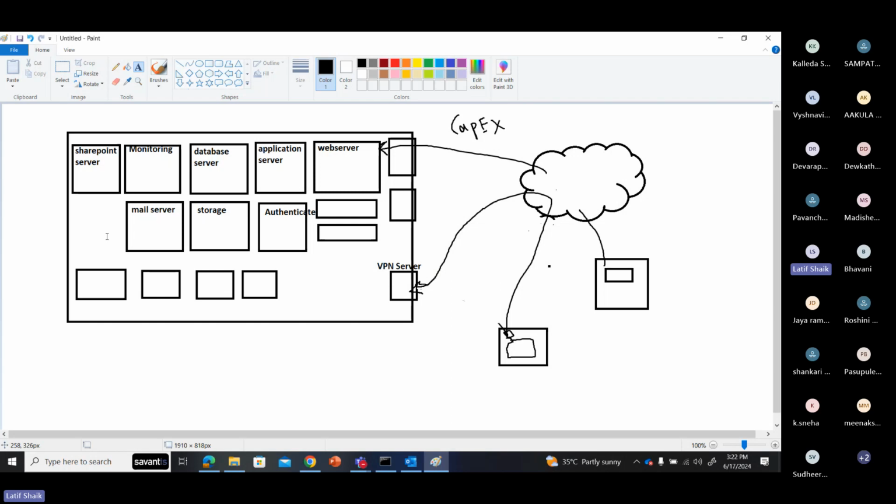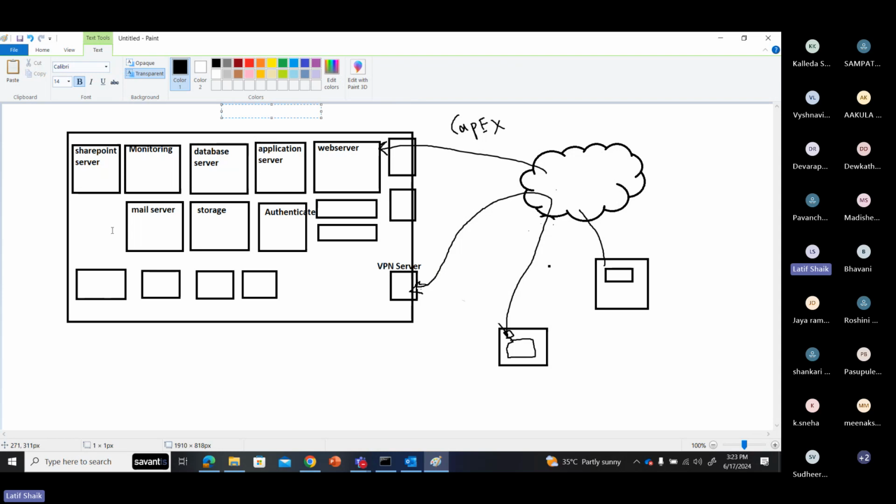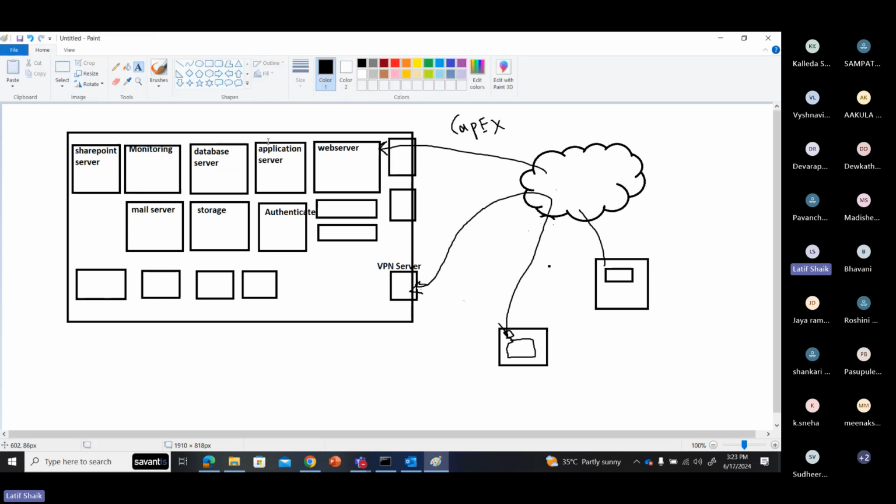So we need a SharePoint administrator, a mail server administrator, a database server administrator, and Active Directory domain controller authentication is written there, right? It means we need an ADDS service. A domain administrator is also required, and a system administrator or network administrator is required.